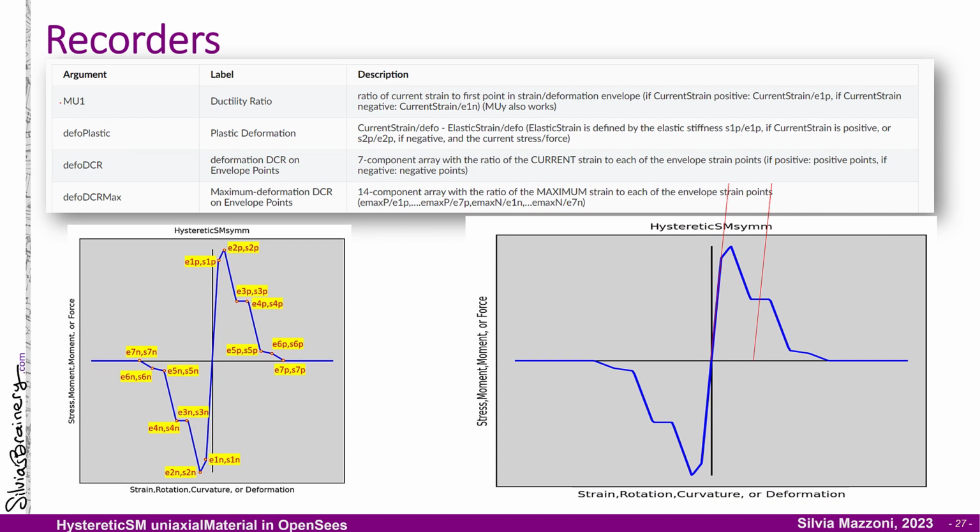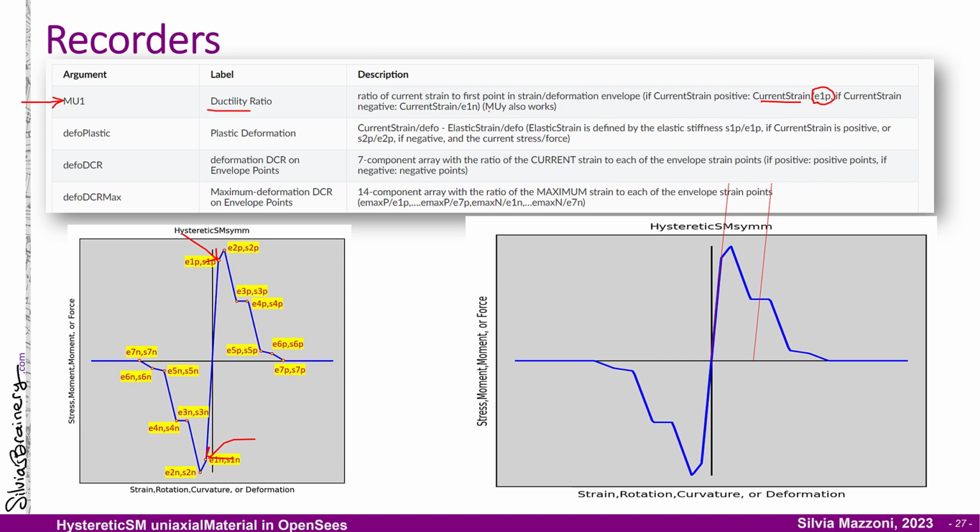Then this first set of recorders, I thought it was something easy, because oftentimes we don't want to know what my strain is, but what my strain is compared to the different points in my curve. And so that's what mu1 is. Mu1, for example, is just the ductility ratio. It gives you the current value of the strain divided by, if it's positive, the very first point, which is what we want to call our yield point, right? So in the positive and the negative. And so it gives you the ductility right now at every point.